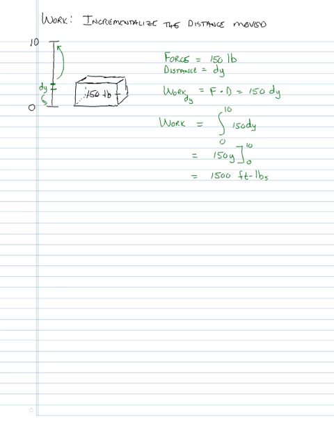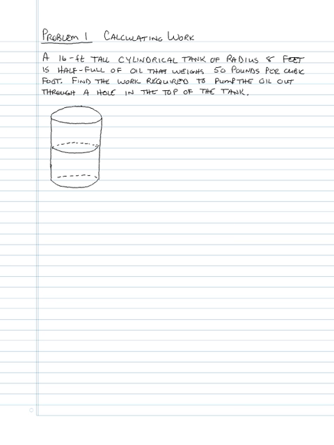Now, the reason this is important, you'll see in the next problem. And this is a real type problem as opposed to what we've been doing here in preparation for what we're going to do in these next few problems. As you can see here, we have our first problem involving actually calculating work. We have a 16-foot tall cylindrical tank that has a radius of 8 feet and is half full of oil, and the oil weighs 50 pounds per cubic foot. Find the work required to pump the oil out through a hole in the top of the tank.